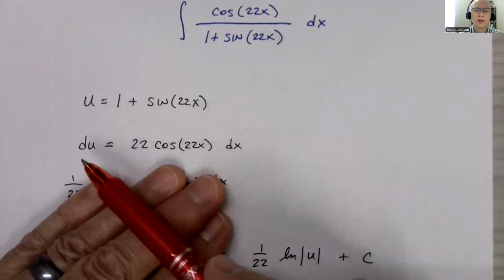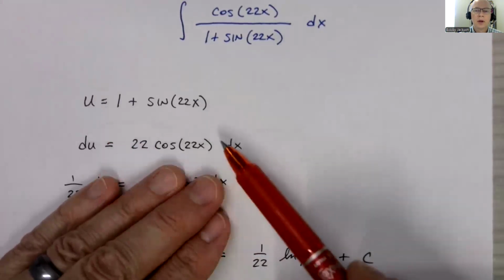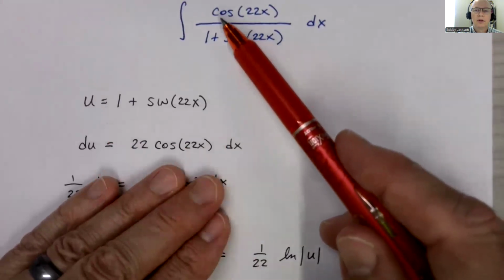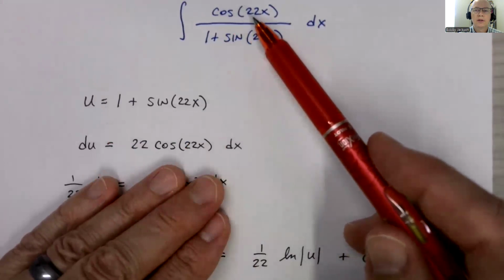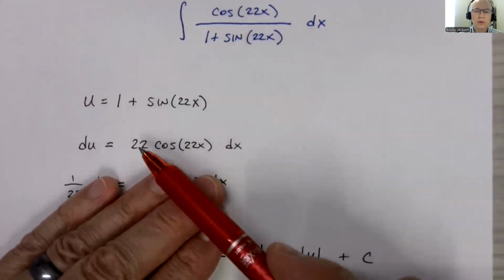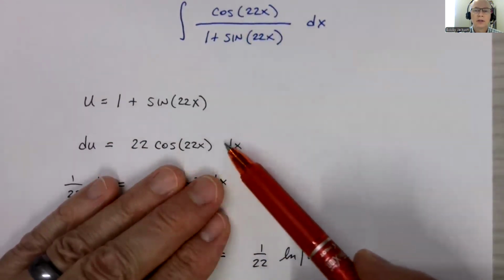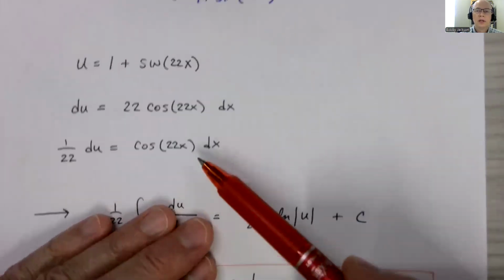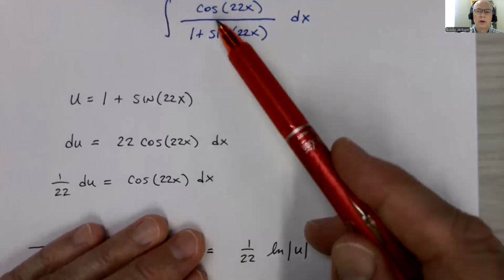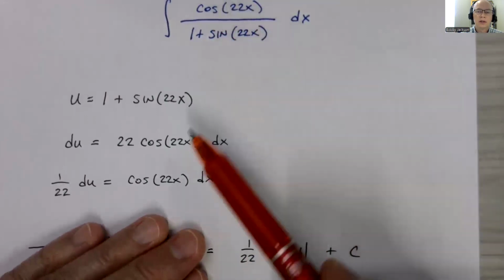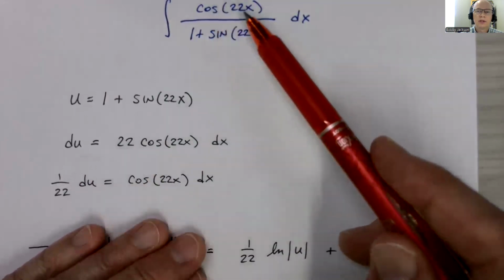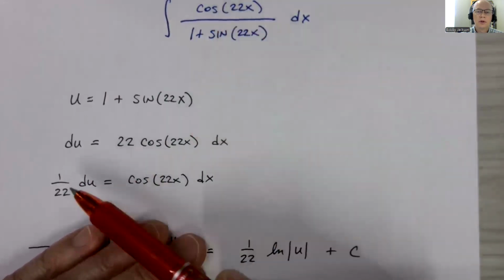So there's the relationship between du and dx. Notice I do have cosine of 22x dx in the integral. Here I have 22 cosine of 22x dx. So I'm just going to multiply both sides by 1 over 22 to get it to balance out, so to speak. So cosine of 22x dx is 1/22 du. I'm going to replace that quantity with 1/22 du.